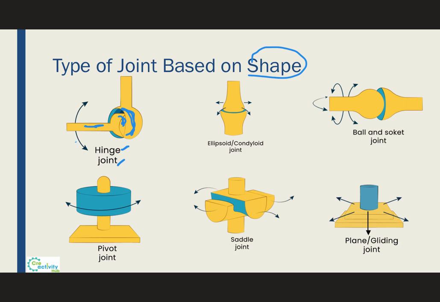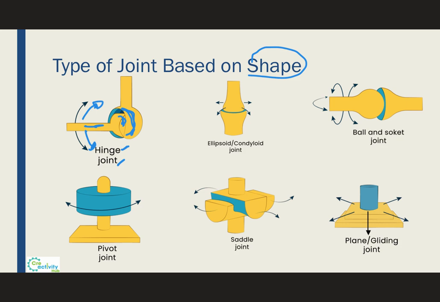So it's similar to the opening and closing of a door, where flexion, which is the bending, and extension, which is the straightening, are the primary motions. Examples of hinge joints include the elbow and the knee joint, and we're going to talk more about them coming up.